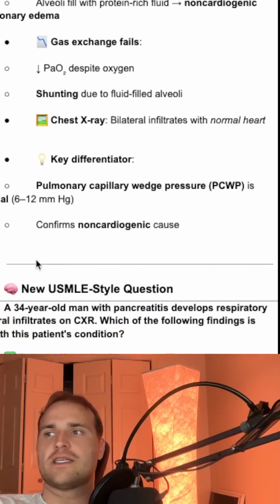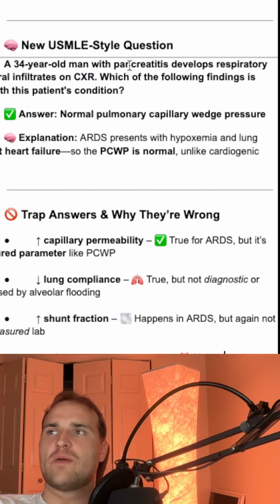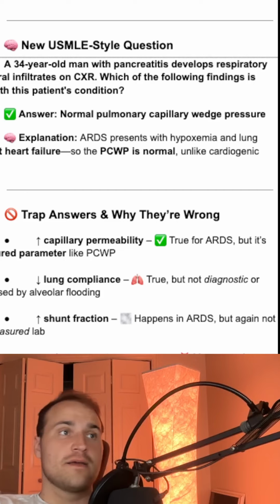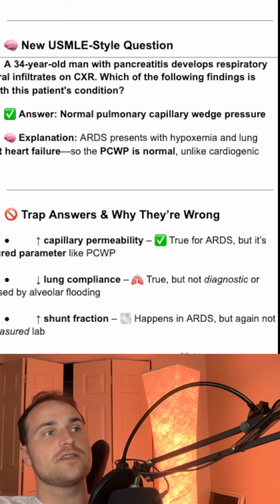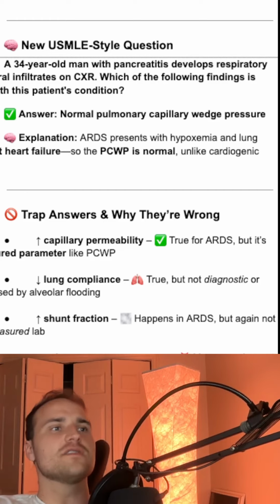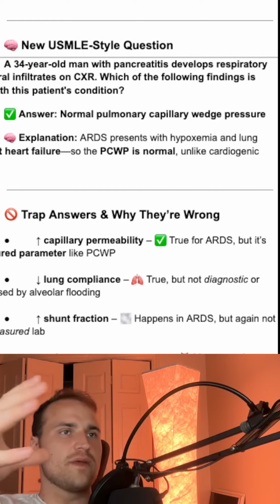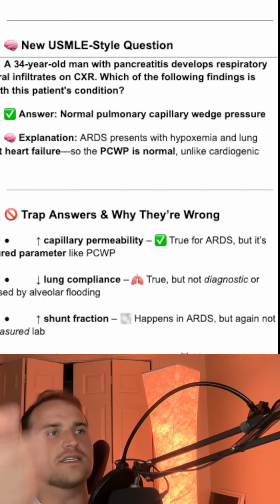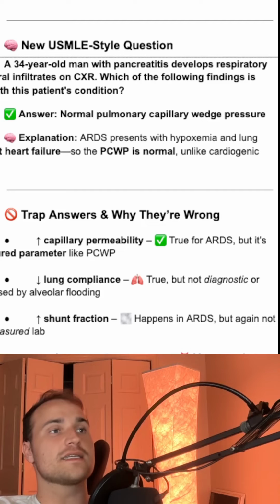So in a question, they're going to ask you, hey, what's normal in this 34-year-old man with pancreatitis? And you're going to be like, well, it's not the capillary permeability, because that sure is going to be different. Not the lung compliance, it's going to be decreased. Why? Because of interstitial edema and hyaline membrane formation, right? So you're going to have a ventilation problem. So the compliance is going to change.